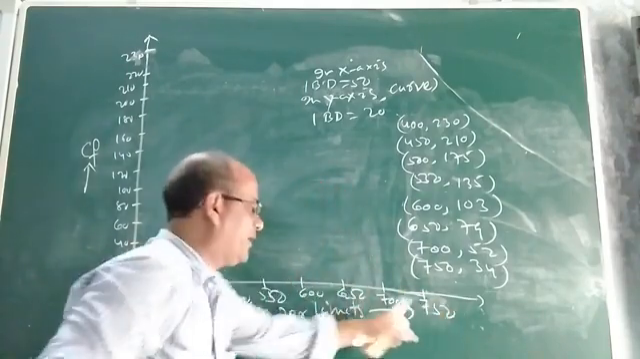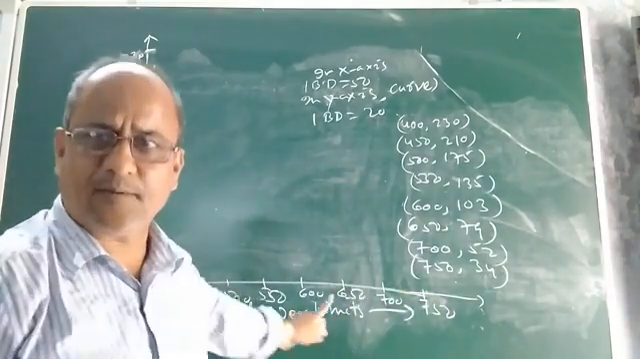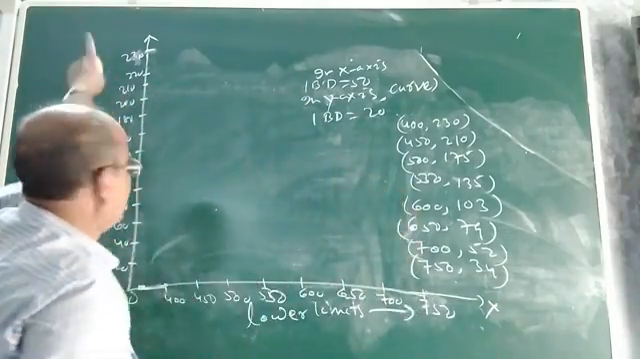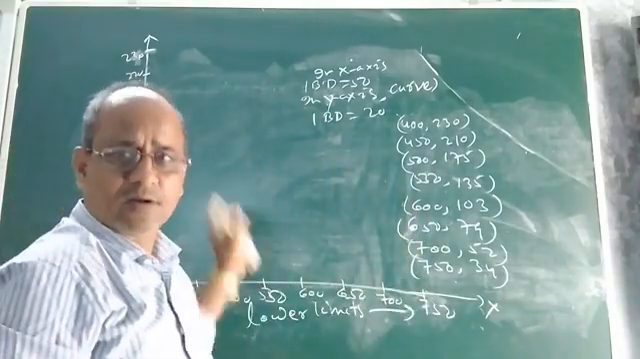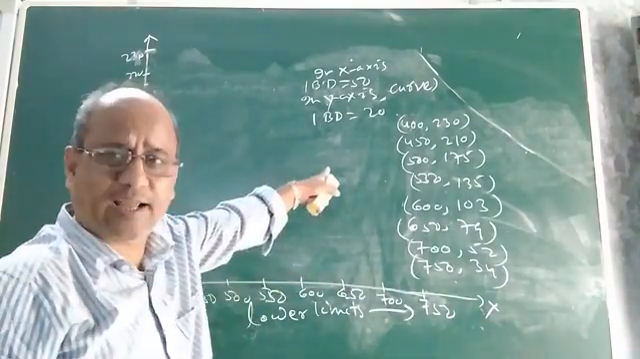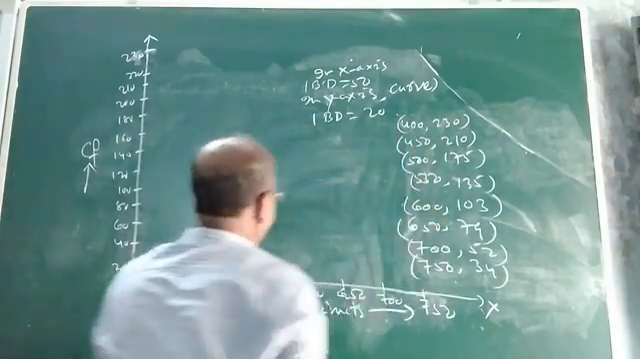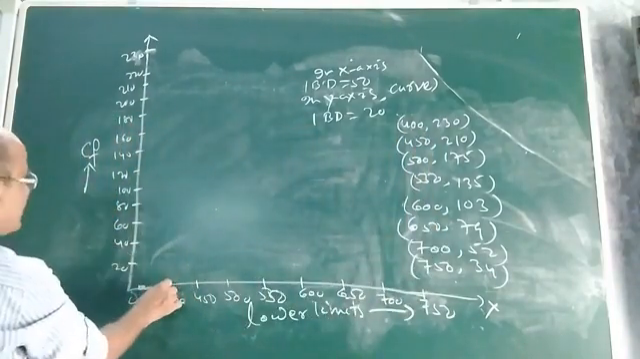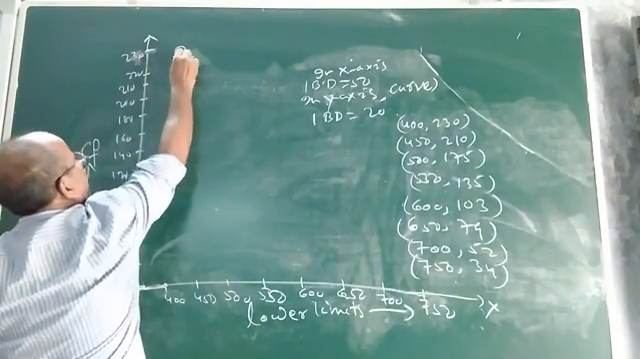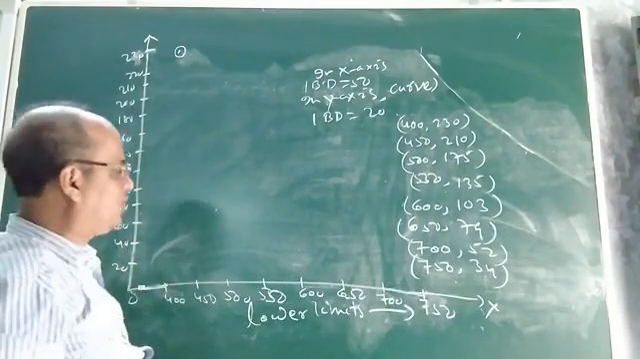Okay. Now I plotted all the lower limits along the x-axis and all the cumulative frequencies along the y-axis. Now I took a scale. Let us plot 400, 230. See, where is 400? This is 400, and where is 230? So definitely this point will be 400 and 230.